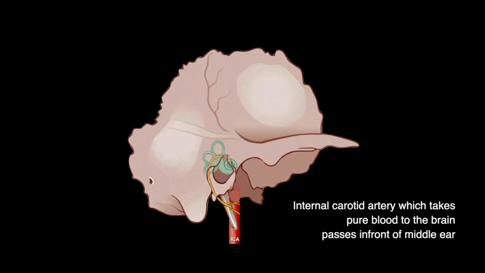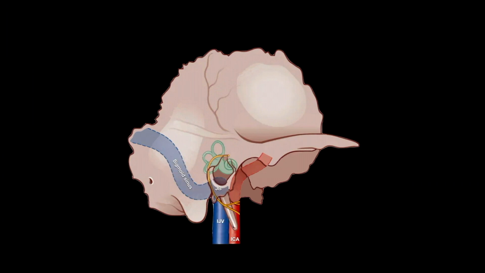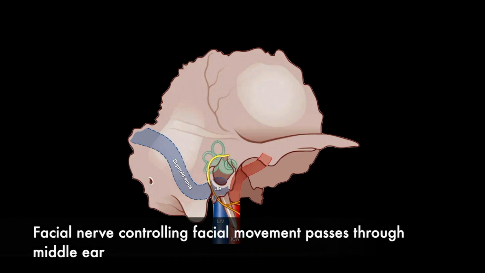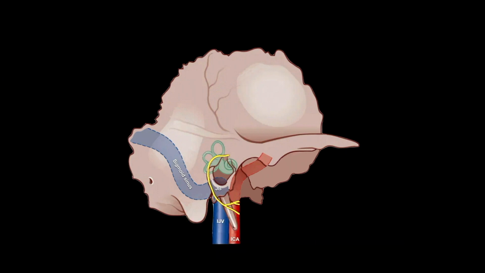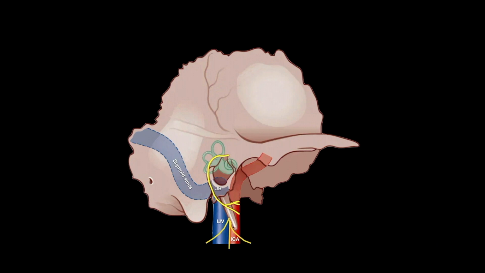The internal carotid artery, which takes pure blood to the brain, passes in front of the middle ear. The blood vessel that takes away the impure blood from the brain passes below the middle ear. The facial nerve, which controls the facial movement, passes through the middle ear. Cranial nerves controlling the speech and swallowing lie medial to the middle ear.